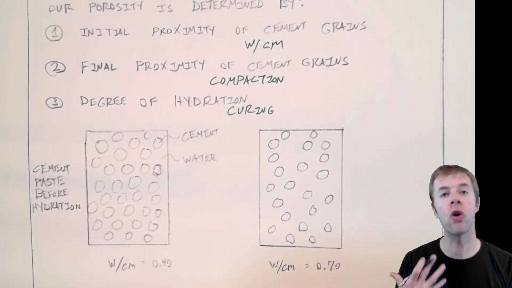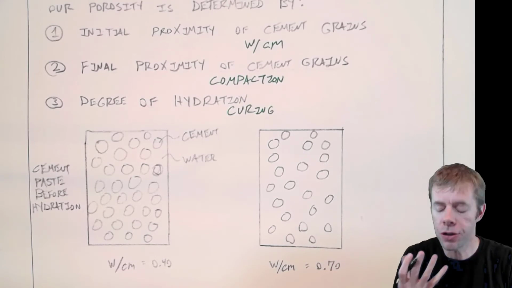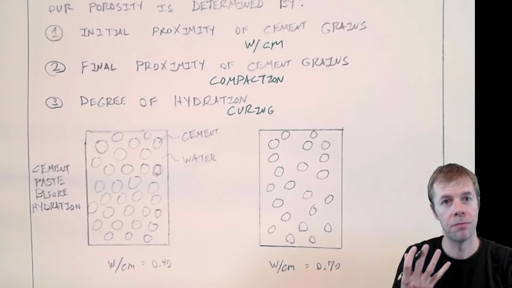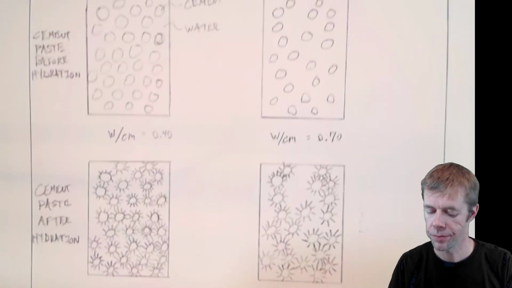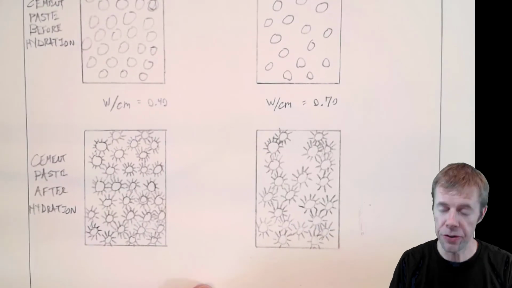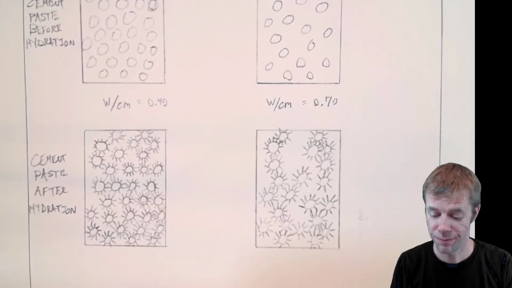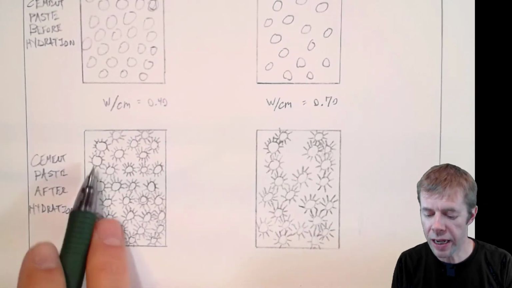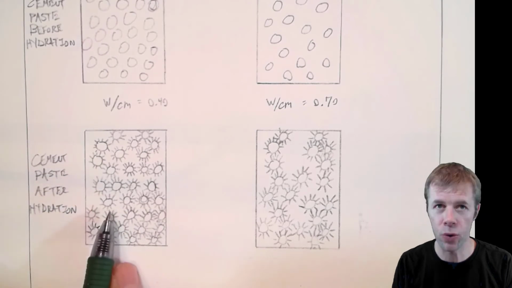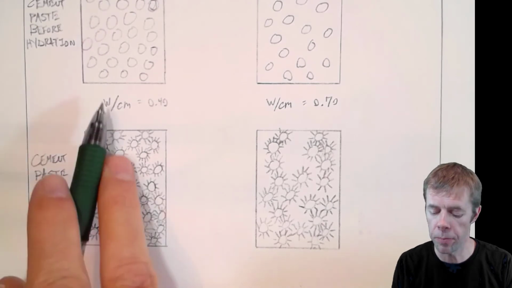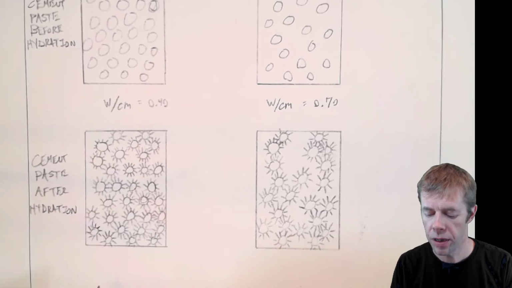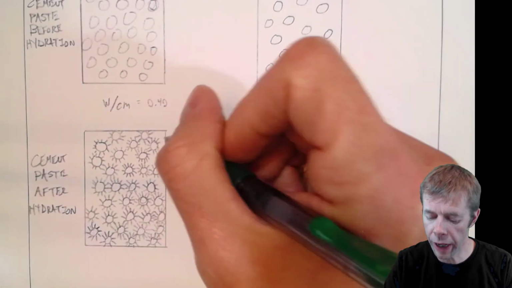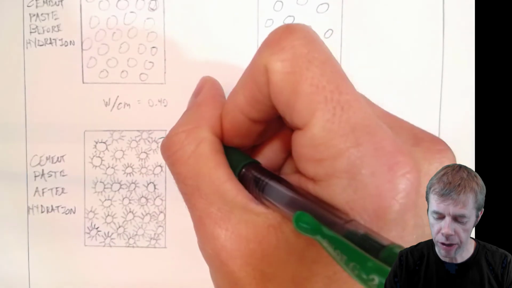Now let's just show what happens after the cement paste hydrates. How much? Some. An equal amount, we'll say, for both of these. This is the cement paste after hydration. Okay, and we can see that I've taken every one of these circles, and I've done my best to recopy the circles that were above, below, and I'm drawing these little things growing out. Okay, these little things growing out are hydration products.